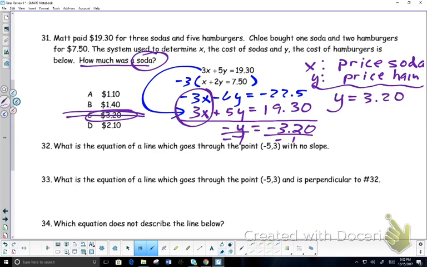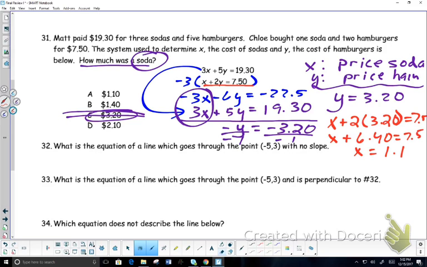Instead, now we got to take this 320 and plug it back in. I would plug it back into this equation right here. So I would say x plus 2 times 320, since y equals 320, that's where I could substitute, equals 750. Well, 2 times 320 is 640. And then if I subtract 640 from both sides, I'll get what? $1.10. So the price of a soda is $1.10. That's probably pretty good. $3.20 is pretty pricey for a soda.